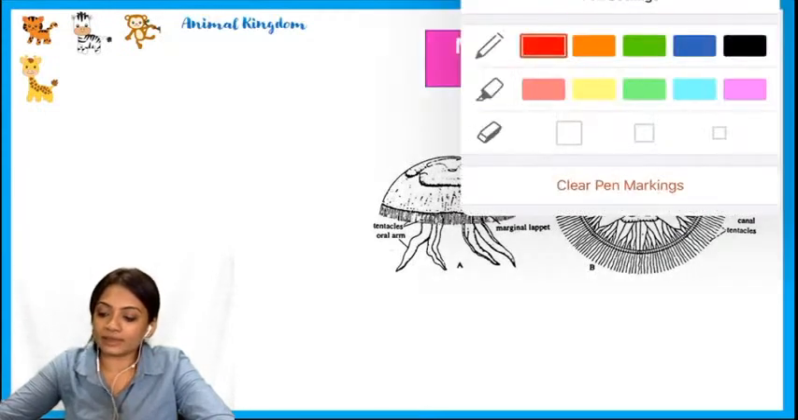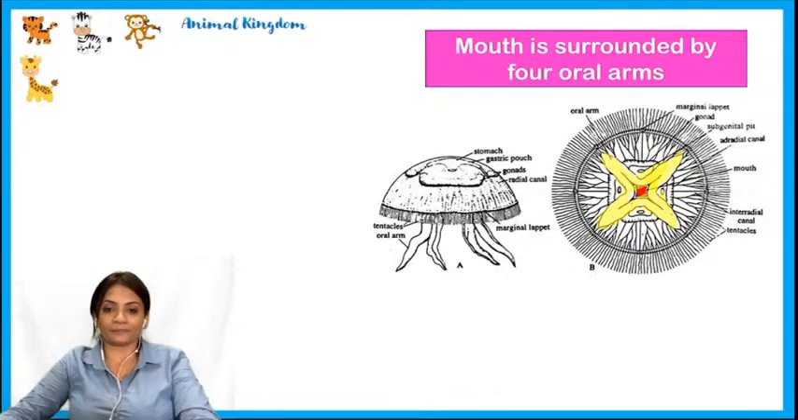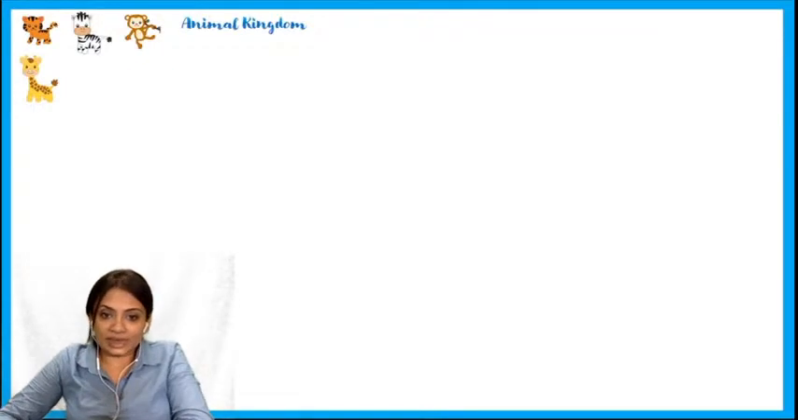Now, I am saying that the mouth region is surrounded by 4 oral arms. Which are those oral arms? Can you see this yellow color that I'm doing here? These here are those 4 oral arms. So we can see here that the mouth is surrounded by 4 oral arms. Alright. That was in Scyphozoa.